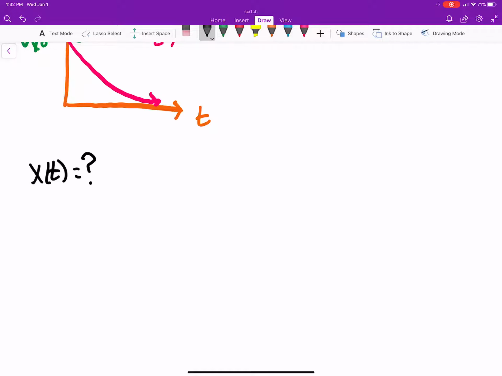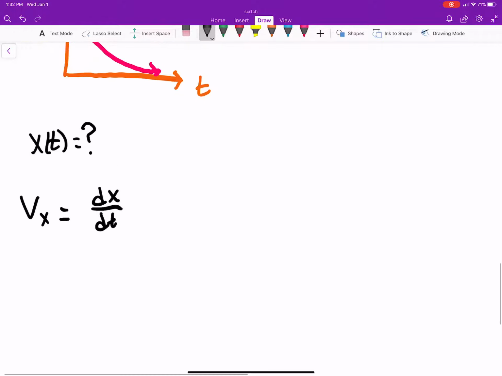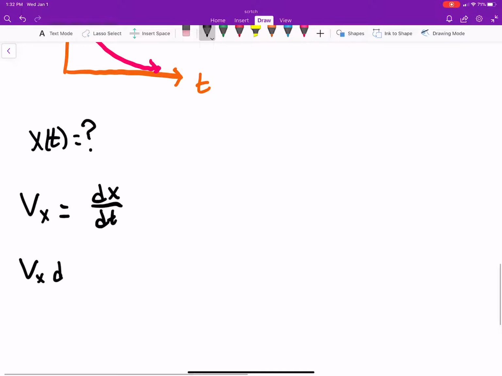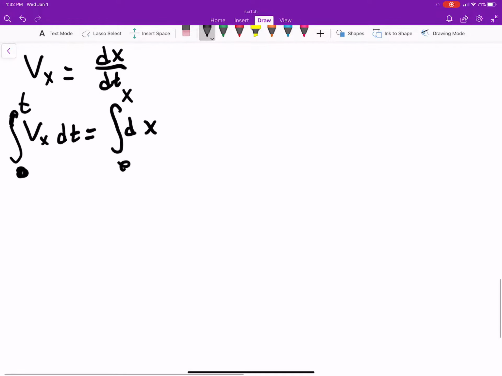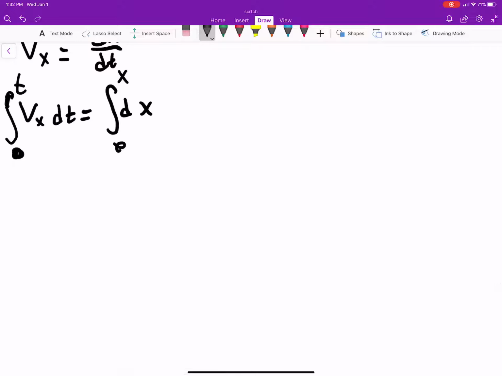Well, we know velocity is the derivative of position. So Vx dt is equal to dx. And if we do some integration here, what do we get? Well, let's do the easy side first, the dx. This will be x from x naught, which is equal to 0 by our initial condition, to x, which is just x of t. So that's this side.